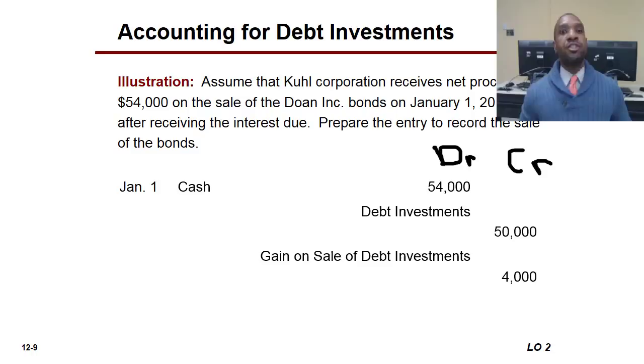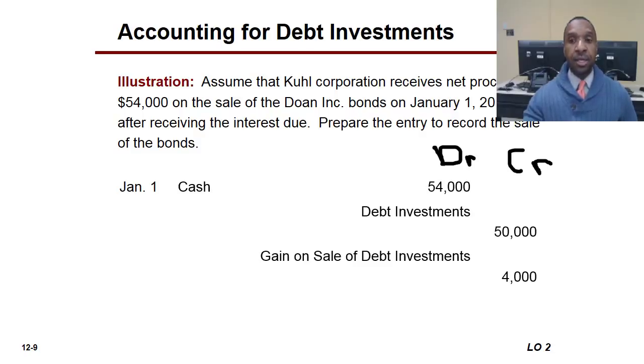So now let's assume that Cool Corporation receives net proceeds of $54,000 on the sale of the Doan Inc. bonds on January 1st, 2016, after receiving the interest due. Now let's look at the entry to record the sale of the bonds. Remember, Cool Corporation purchased the bonds on January 1st, 2015. So they had the bonds for 1 year now. And the next payment is January 1st, 2016, but they've decided to sell the bonds and they're going to receive $54,000. Remember, Cool paid $50,000 for the bond.